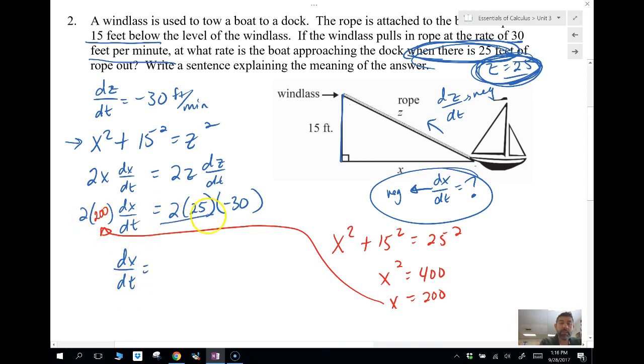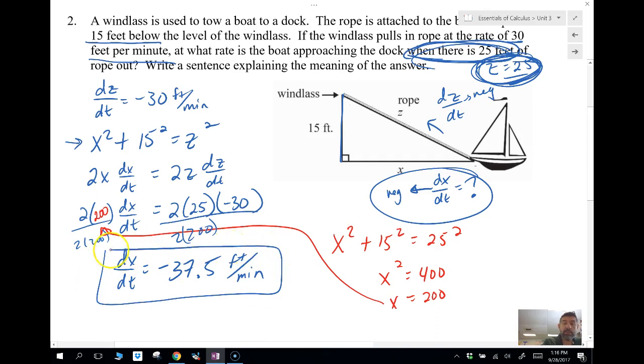I'm going to divide by 2 times 20, which is 40, right? And then I'm going to get negative 37.5 feet per minute. I don't want to forget my units. All right, that's dx/dt. So there we go. That's a related rate problem. It has the same formula for every one. Okay, so let's take a look at another one, and then you'll see that.